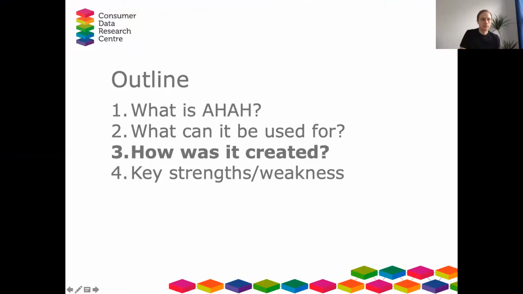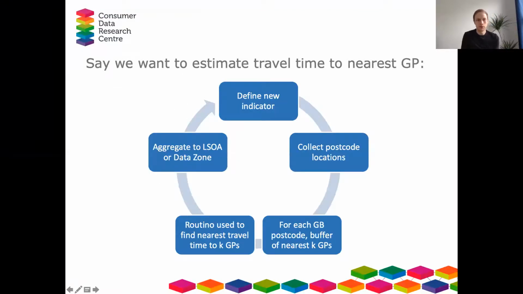So what we came up with was this general framework. What was interesting is how do we create an indicator, and how do we do that in a fairly robust way. For example, let's take the example that we want to look at the travel time to your nearest GP for a local area. We identify that particular indicator, and that comes out of the process of talking to stakeholders as well as the literature review process.